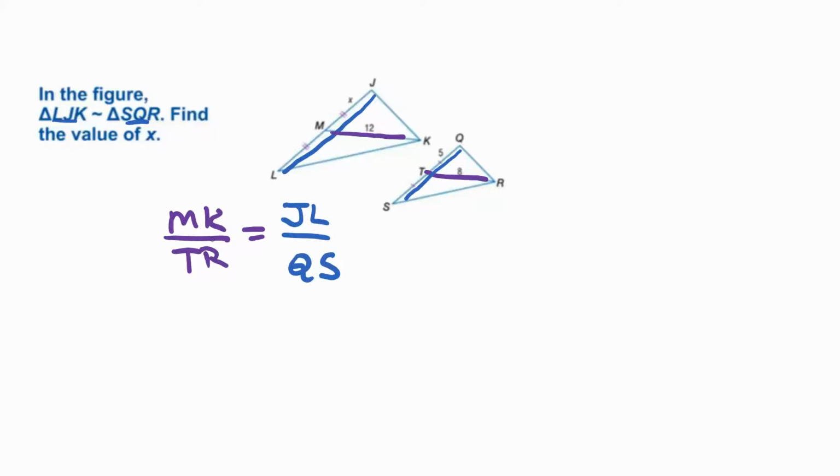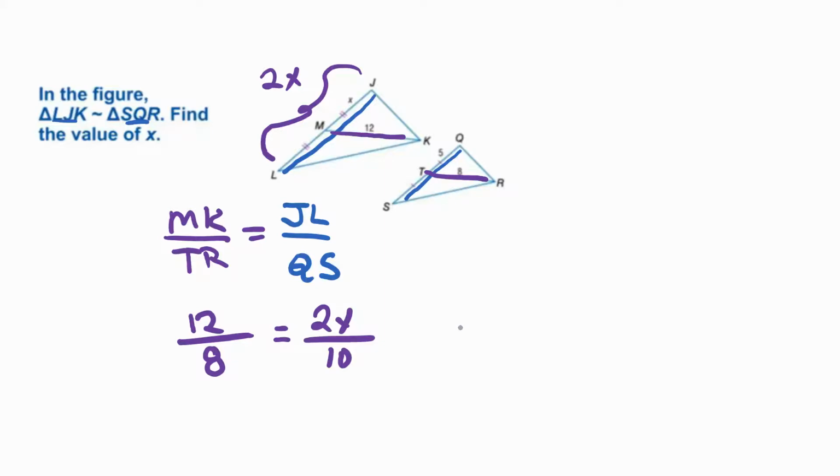So the value for MK is 12, the value for TR is 8, for JL it's 2x, for QS it'd be 5 plus 5, which is 10. Cross multiply, and solve for X. And X would equal 7.5.